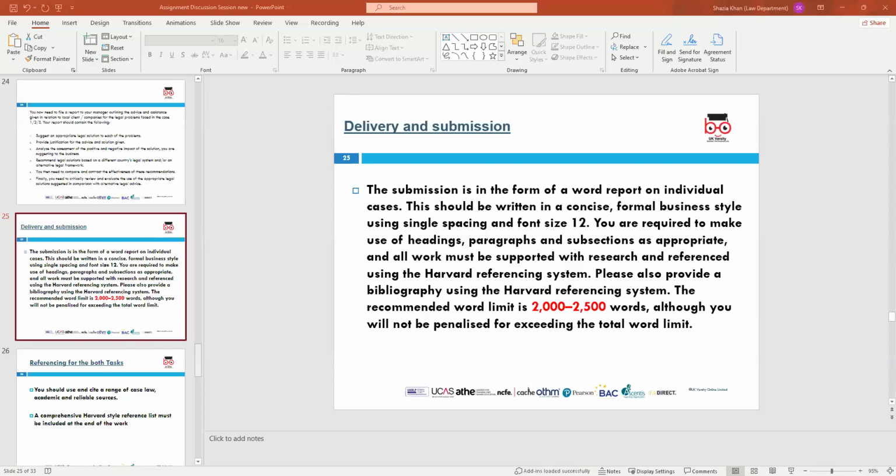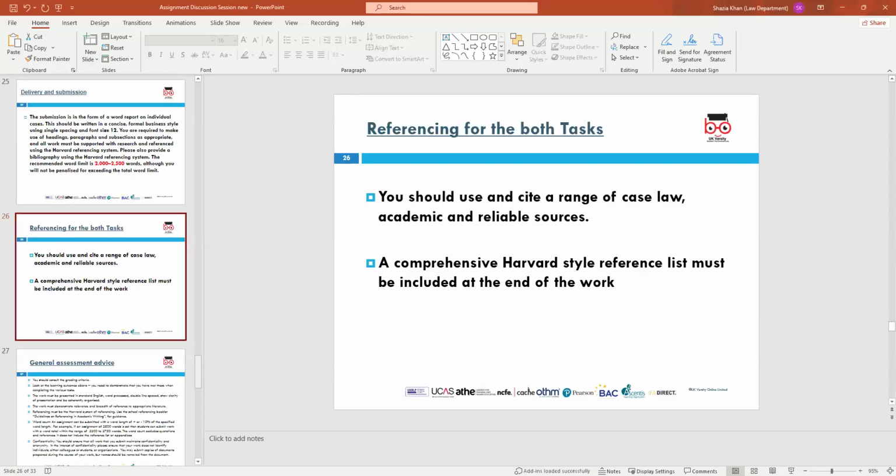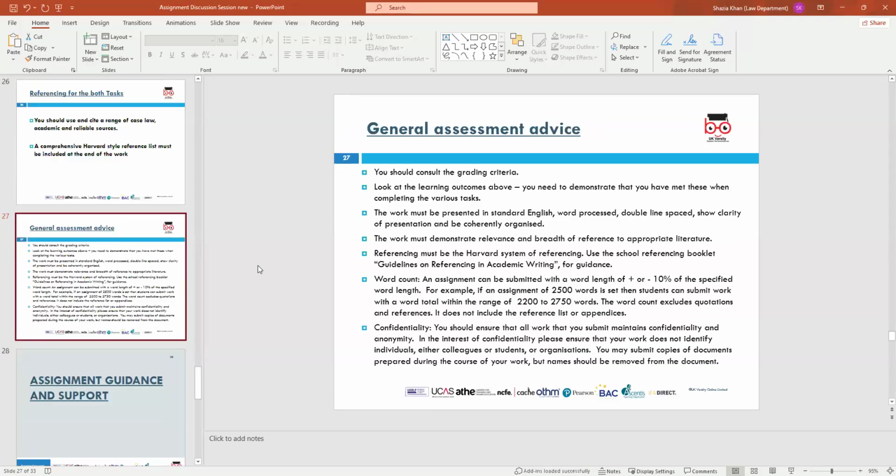So you need to make sure you stick to the word count, okay? For both the tasks, you need to reference using the Harvard system of referencing. So make sure you are sticking to using the Harvard system, and a comprehensive Harvard bibliography is needed, okay? General advice, you should consult the grading criteria on the assignment brief, which is available on Moodle. You look at the learning outcomes, answer what you are supposed to answer. Do not go overboard, and make sure you are not changing the wording.